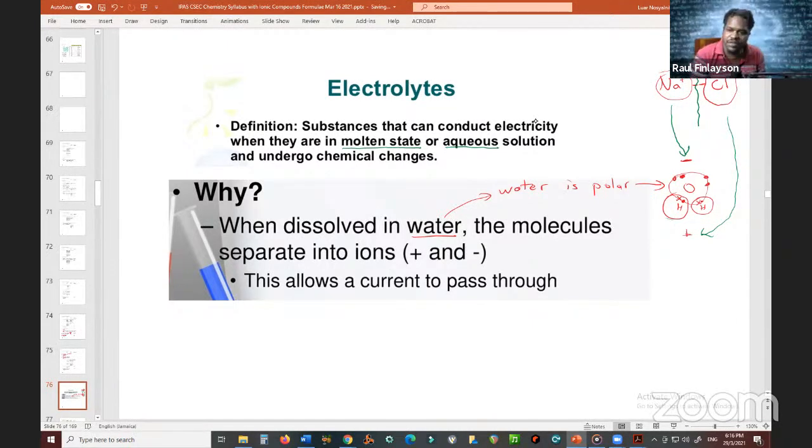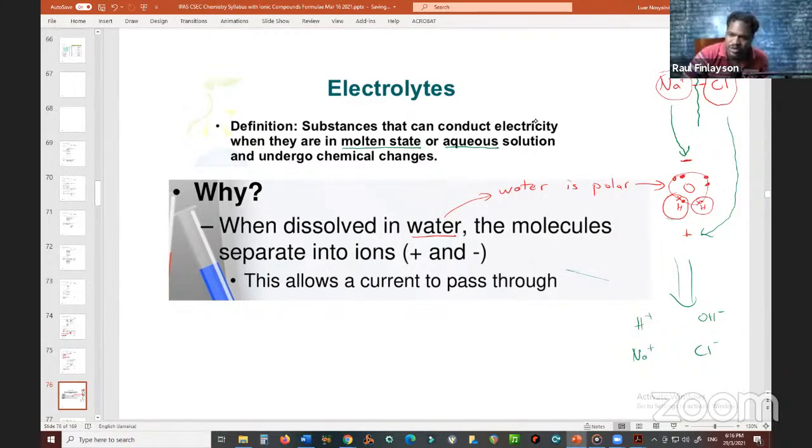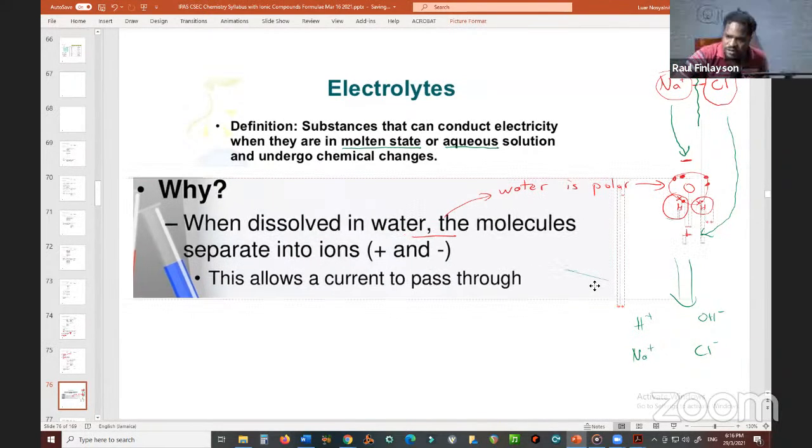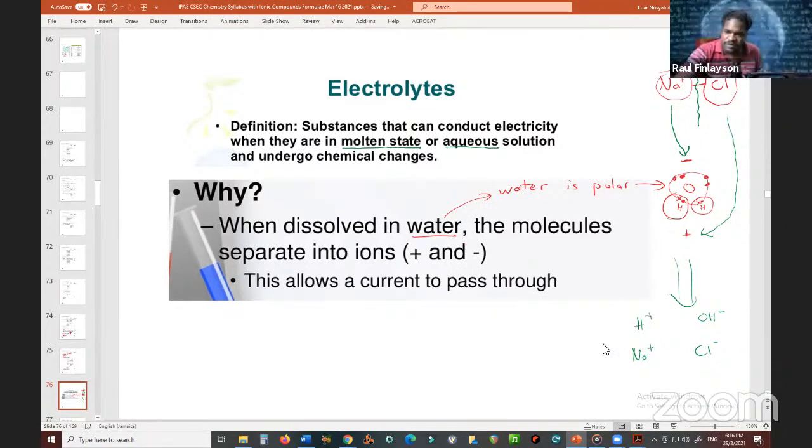The only difference is that when you put it in water, you're going to have more ions in the water. So in this case, put the salt in water and you end up with H plus, Na plus, OH minus, and Cl minus. So these ions will be in the aqueous solution.